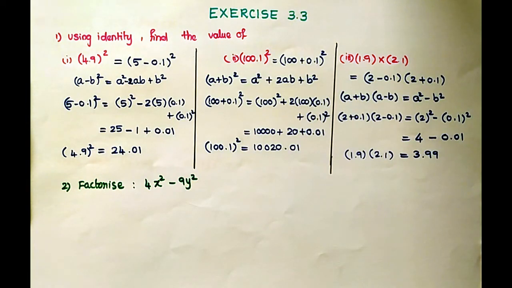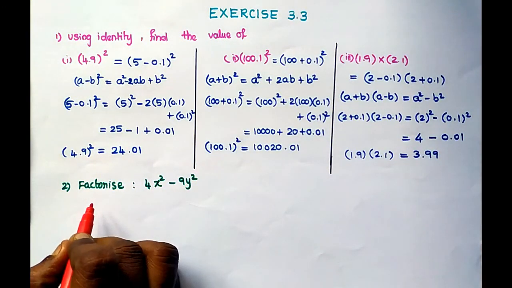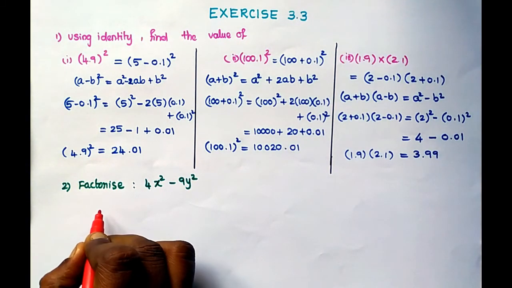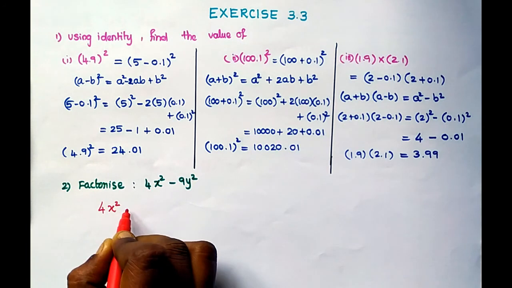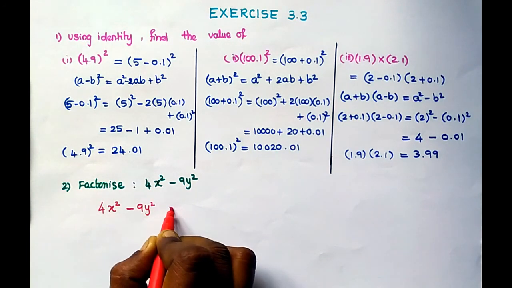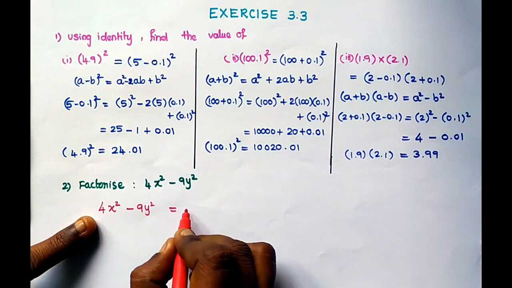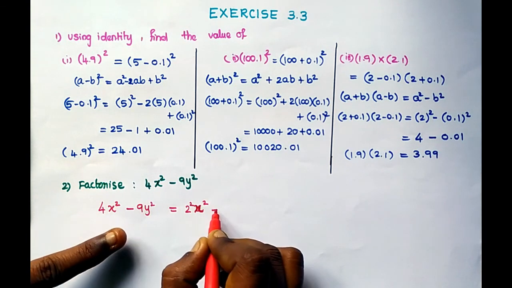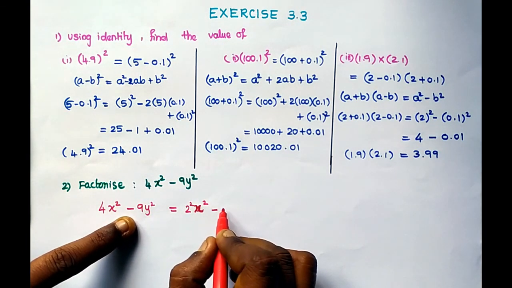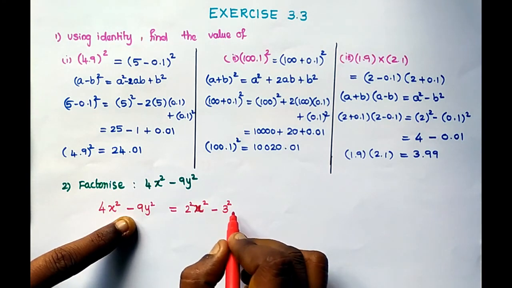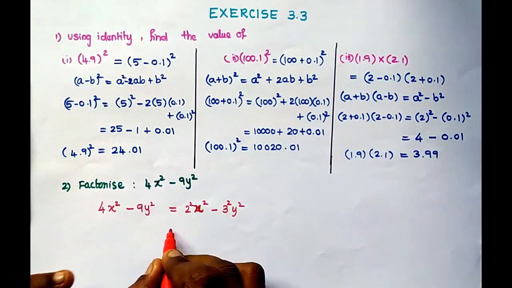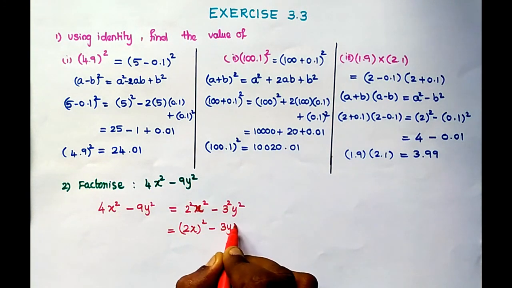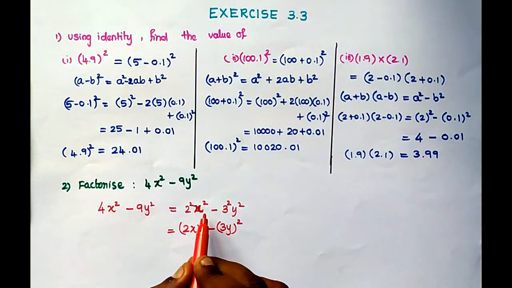Next one, second question, factorize 4x squared minus 9y squared. Listen, 4x squared minus 9y squared. How will you write that? 4 is 2 squared, x squared, minus 9, which is 3 squared, 3 into 3 is 9, right? 3 squared y squared. Now 2x whole squared minus 3y whole squared. We can write like this.